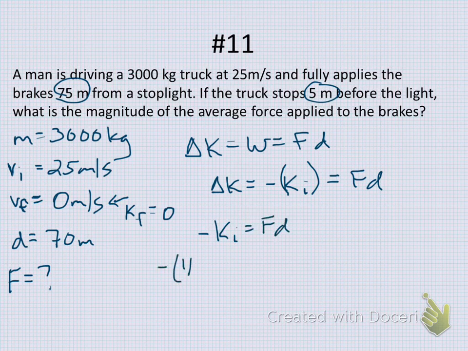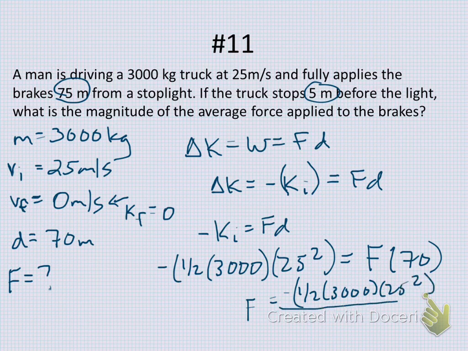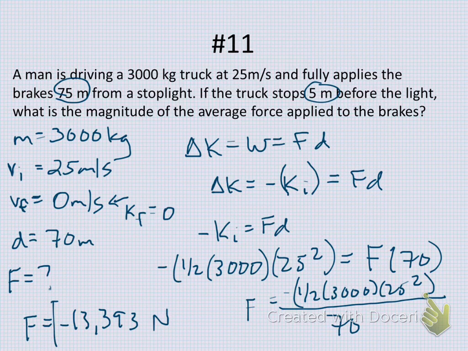So we have negative 1/2 of 3,000 kilograms times 25 meters per second squared is equal to the force which we're trying to find times the 70 meters displacement. So force is equal to negative 1/2 of 3,000 times 25 squared divided by 70. And the force you come up with is technically negative 13,393 newtons. So that's our answer.